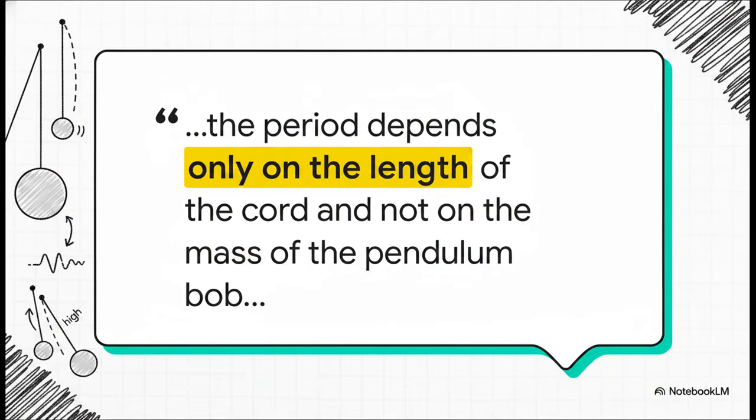The natural frequency of a pendulum depends only on the length of its string. A long string gives you a slow, low-frequency swing. A short string gives you a fast, high-frequency swing. The mass? It doesn't even matter. It's all about the physical structure of the system itself.